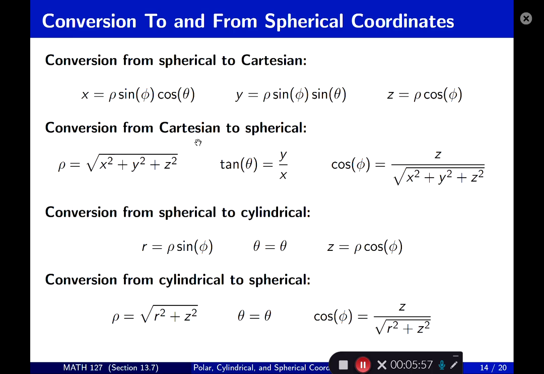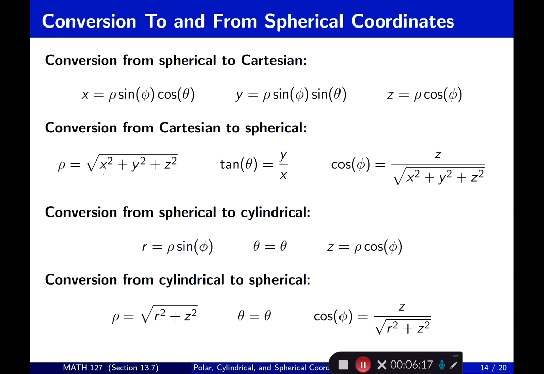Conversion from Cartesian to spherical is rho equal to the square root of x squared plus y squared plus z squared. Tangent of theta is equal to y over x. Cosine of phi is equal to z over the square root of x squared plus y squared plus z squared.